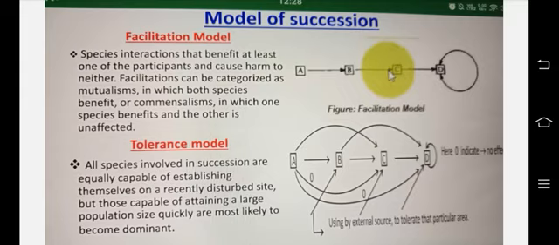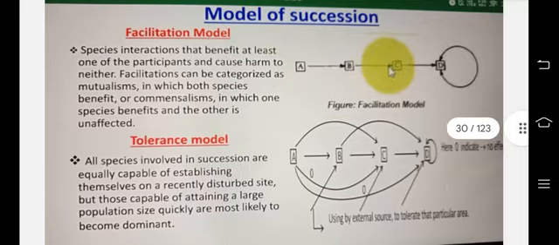All species involved in succession are equally capable of establishing themselves on a recently disturbed site, but those capable of attaining a larger population size quickly are more likely to become dominant. Facilitation model: A, B, C, D. Tolerance model, using an external source to tolerate a particular area. 0 indicates no effect.